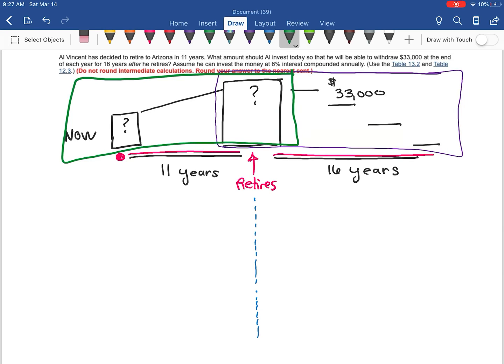Now, if I look at the part of the problem in purple, he wants to withdraw $33,000 every year for 16 years, but he needs to know how much has to be in the account for him to be able to do that. That is going to be an annuity problem of present value. So that's going to be using table 13.2. Now, according to the information about withdrawing the money each year for $33,000, he's doing this annually.